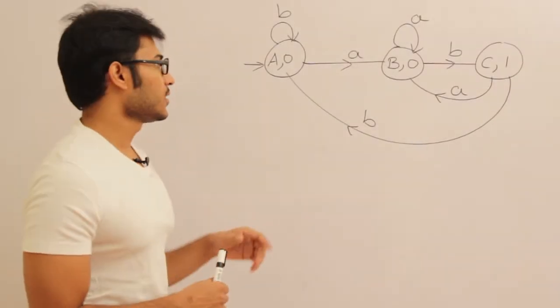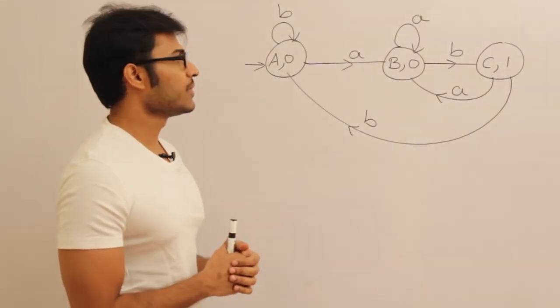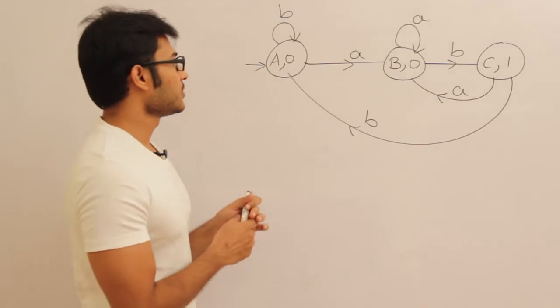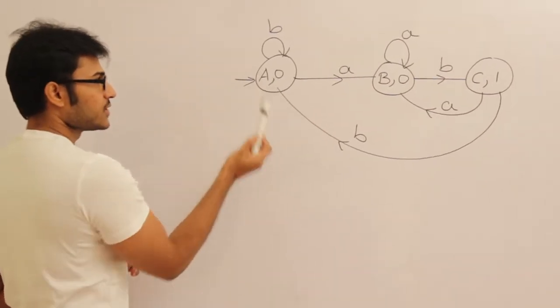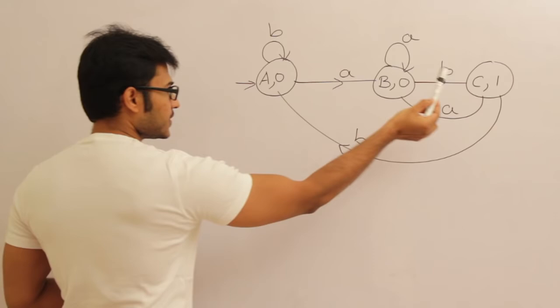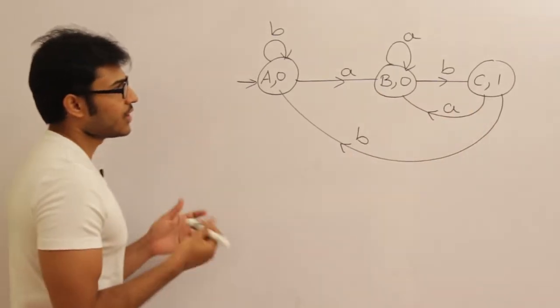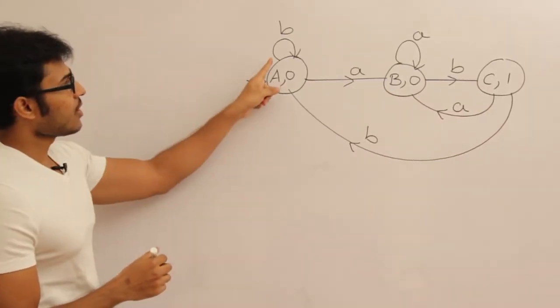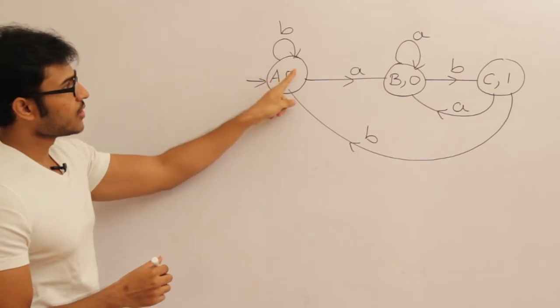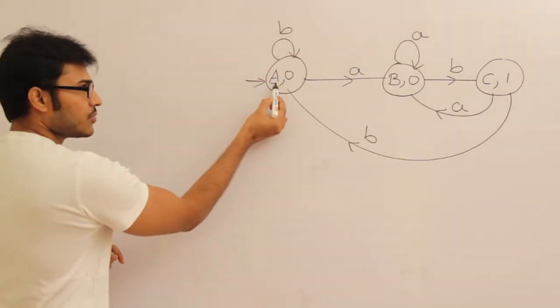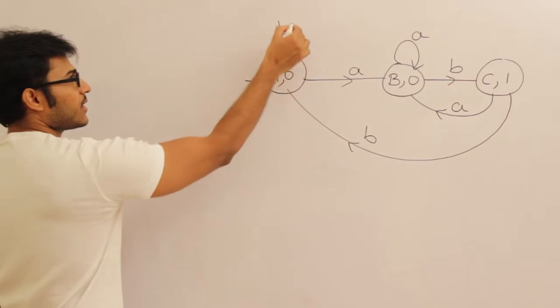Now let's try to convert this Moore machine to Mealy machine. This is a Moore machine because output is associated with the states. Output is associated with this state. Okay. So what is the method? The method is always: whenever a transition is going into some state, whatever is the output associated with that state, take it and write it there.